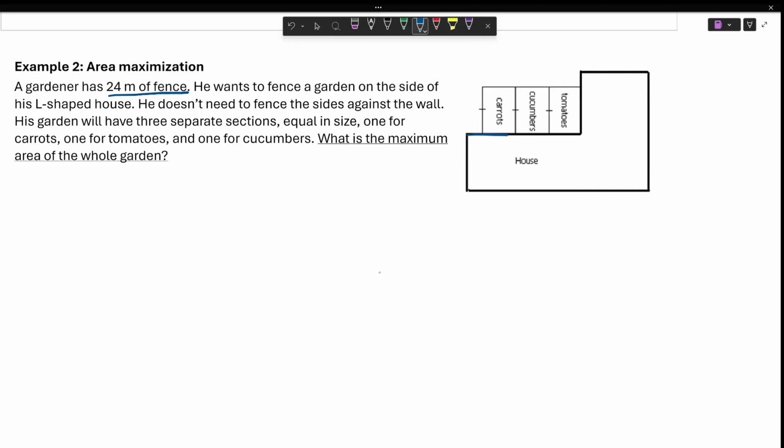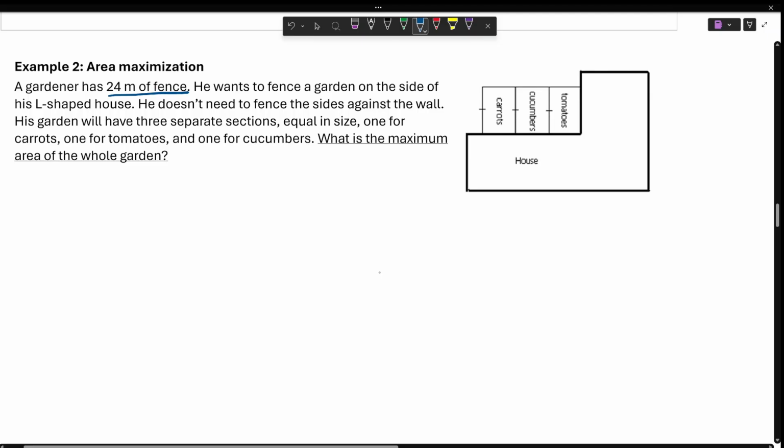Suppose these are the walls. We don't have to fence those. And they want kind of three separate sections for the garden. You want one for carrots, one for cucumbers, one for tomatoes, all the same size. And we want to know how big can you make this garden?